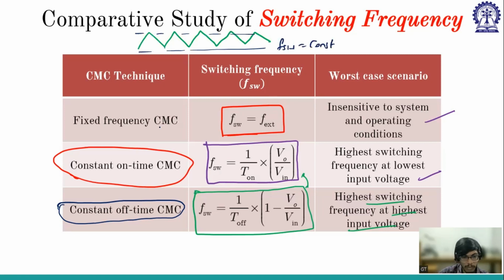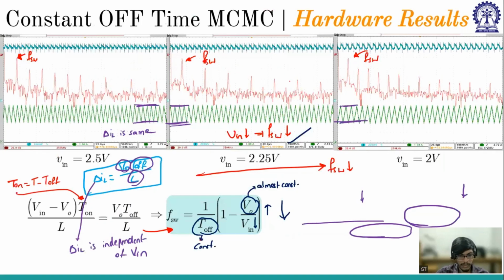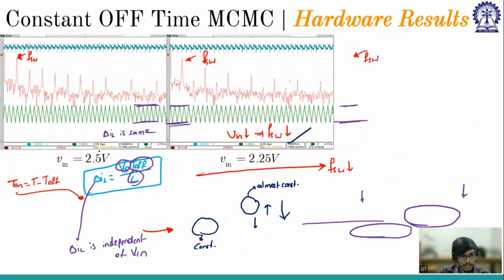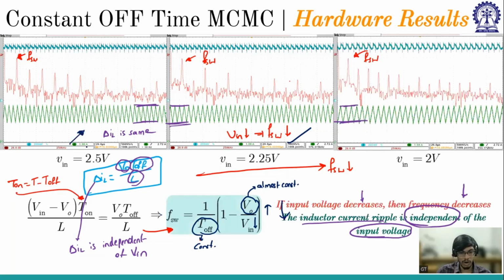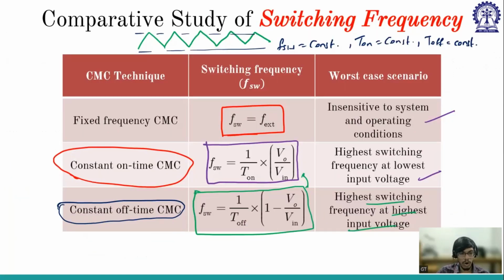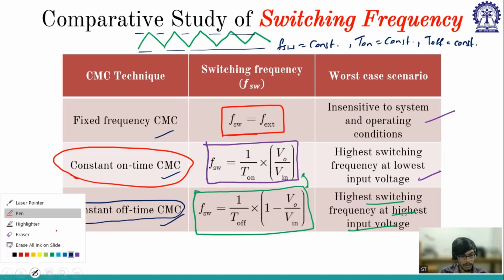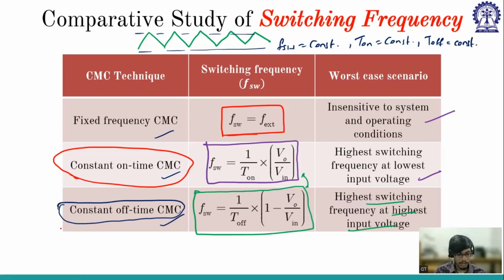Whatever on time and off time you have considered will also be constant because it is steady state. If I give you only a steady state picture like this, we cannot say whether it is constant on time or off time. When there is a transient, we can see whether on time is constant, or off time is constant, or the frequency itself is constant. Depending upon that, we'll decide. I observed this only when there is a load transient.